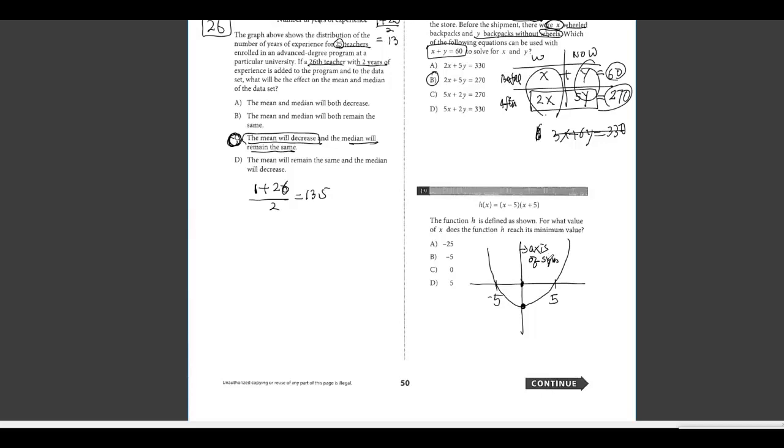Okay, so the minimum value of this graph is always on the axis of symmetry, which is what? X equals 0, isn't it? Because they're asking you to find the value of x, not y, okay? So we have to choose what? Choice C, okay? That's the answer.